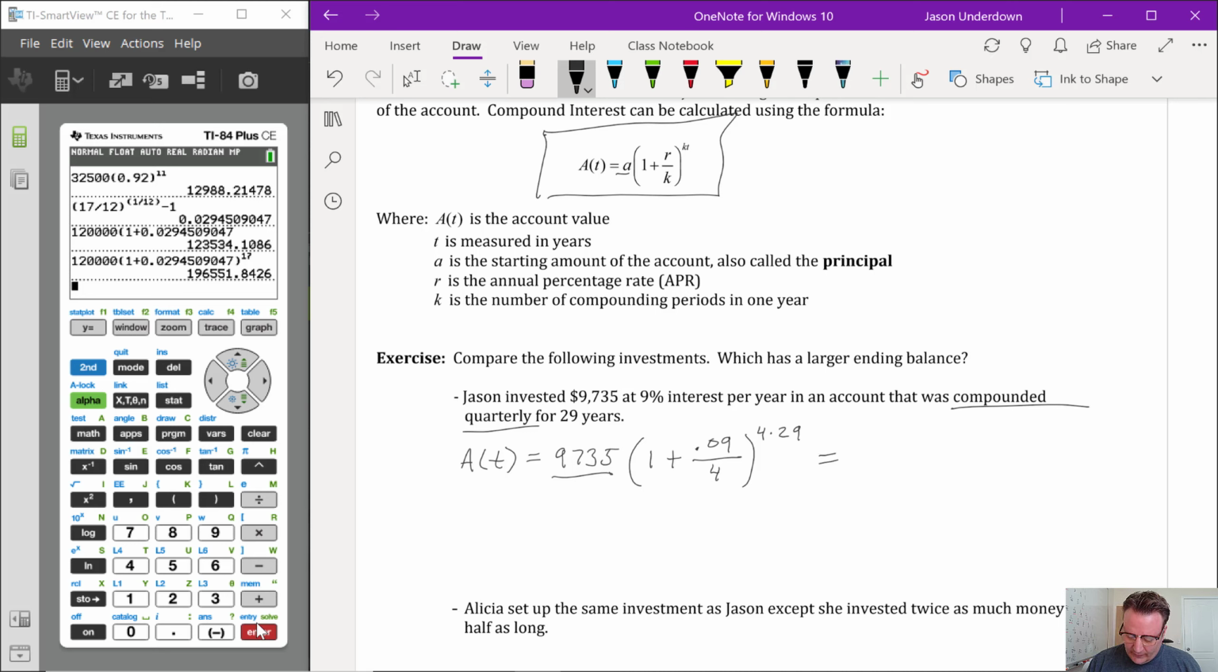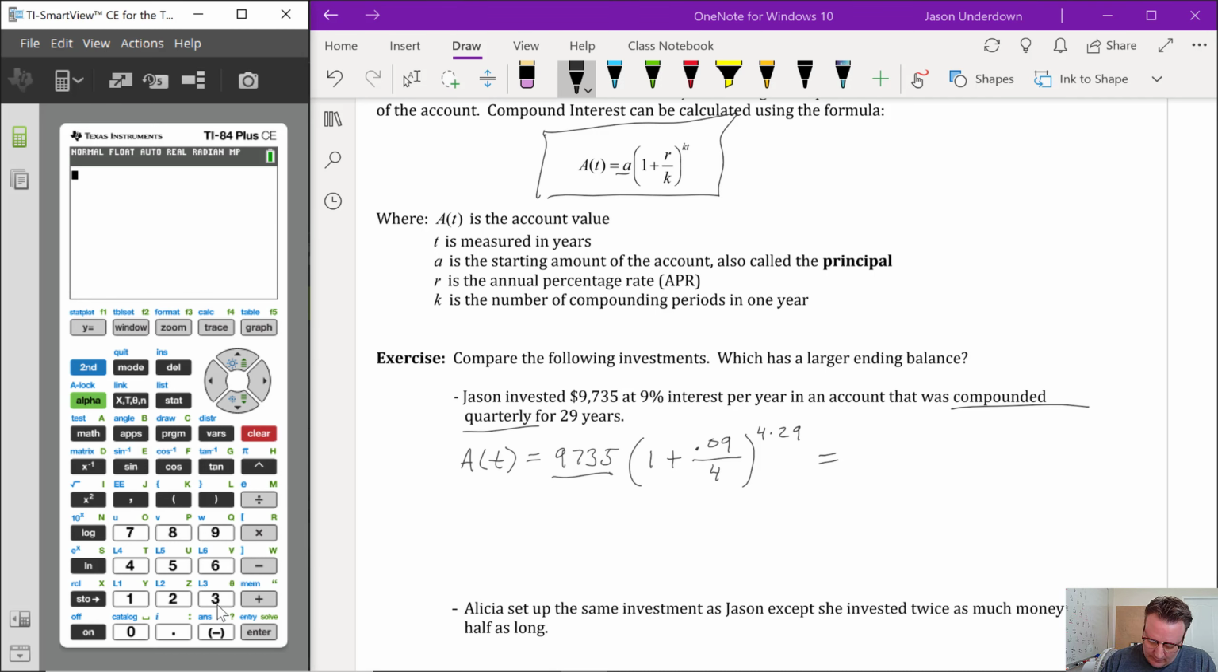All right, let's put this into the calculator. See what we get. 9,735 times 1 plus 0.09 divided by 4. Close parentheses, and then my exponent will be 4 times 29. Okay, that looks good. Whenever doing any kind of financial calculations, we'll just round to the nearest penny. So this will be worth $128,611.76. Okay, nice.